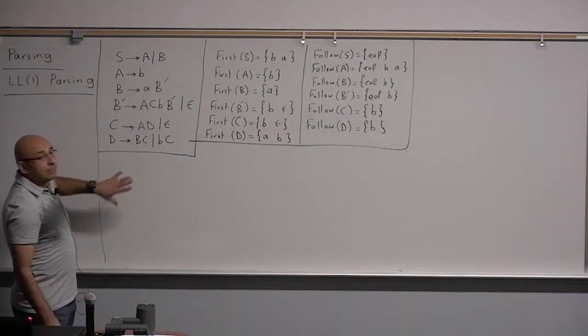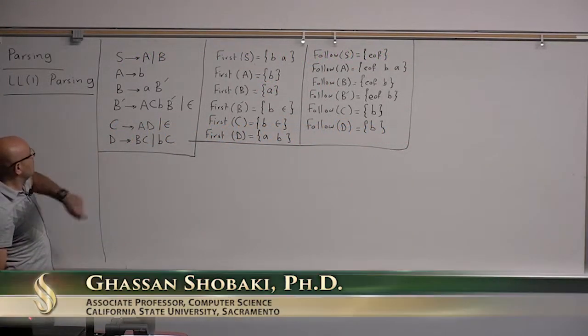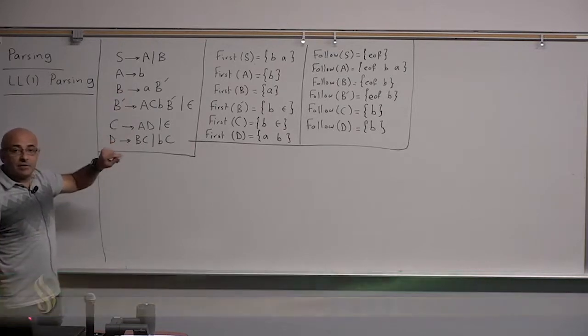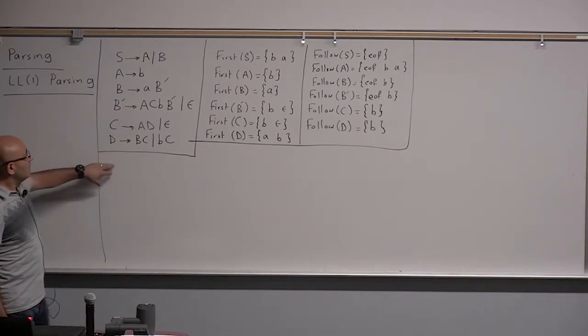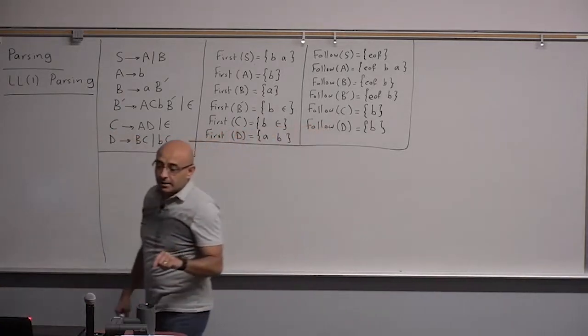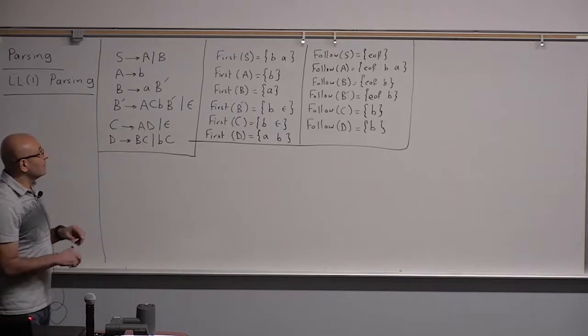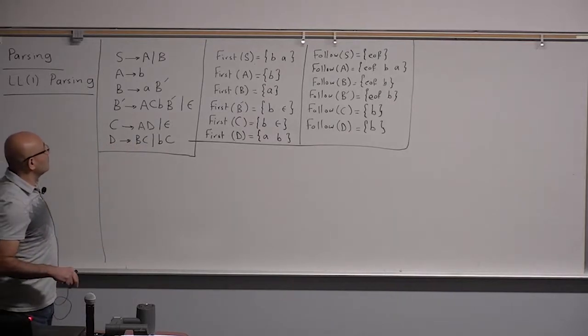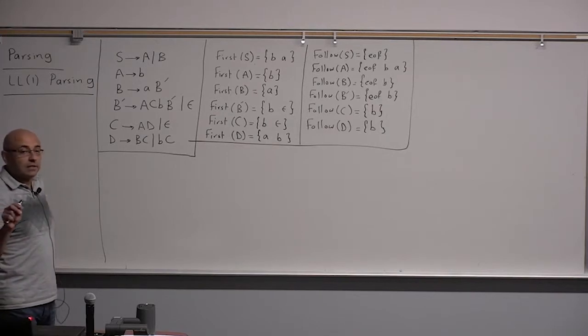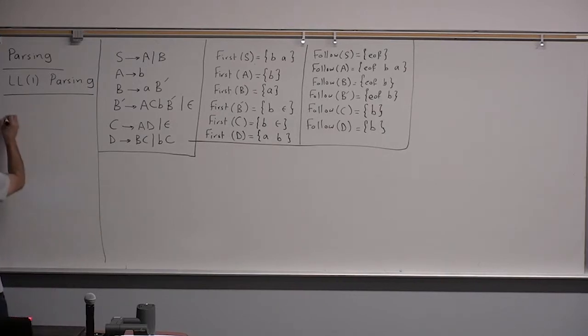So last time we looked at this example. This is the right recursive version of the grammar, and these are the first and follow sets that we computed last time. So now the question is, given these first and follow sets, how can we check if this grammar is LL1 or not? It's LL1 if it's parsable using the LL1 parsing technique.